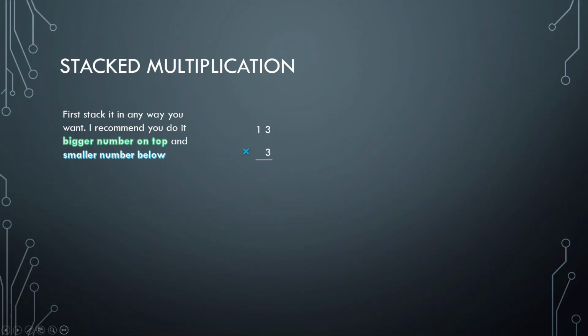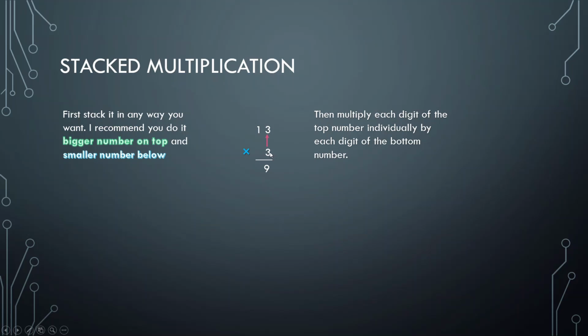Okay, now the next step is we need to multiply each digit of the top number individually by each digit in the bottom number. So basically you need to take one digit from the bottom, which is always the ones digit in the bottom, which right now is the 3. And then you need to multiply it by the ones digit in the top. Always ones and ones first. So the ones digit here and the ones digit on top is a 3 times 3. If you know the multiplication tables, it is 9.